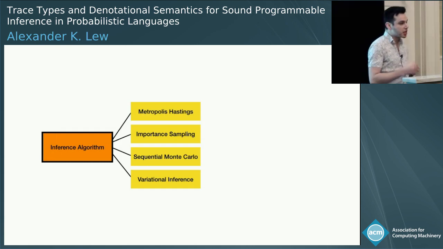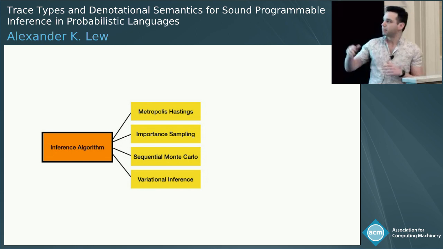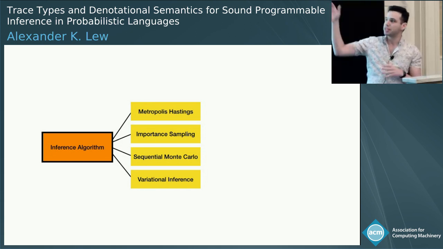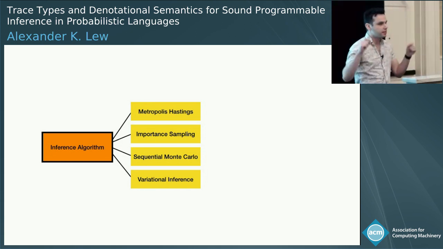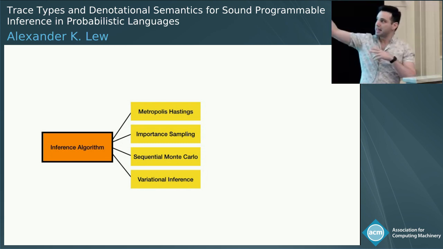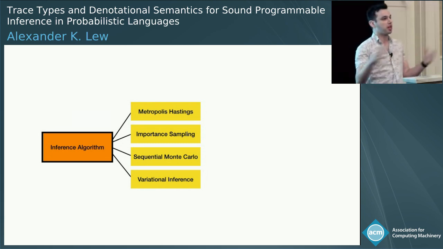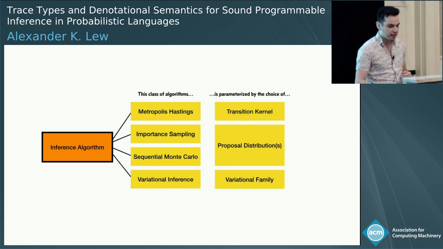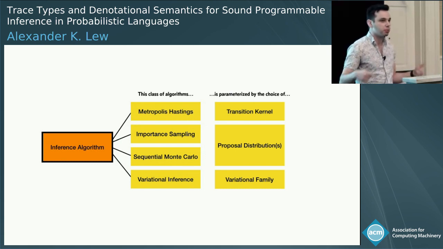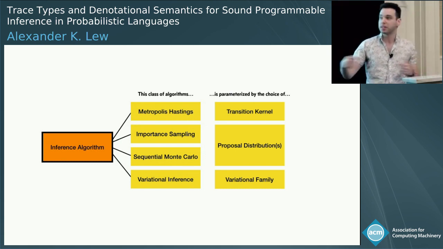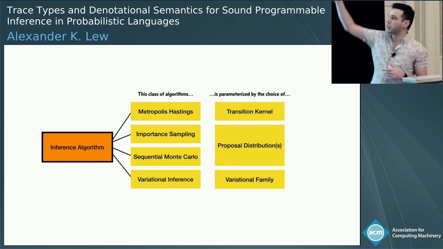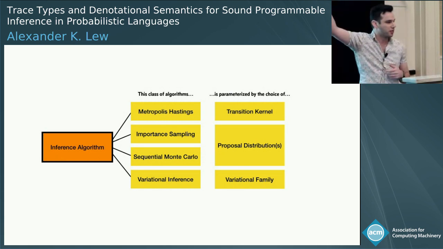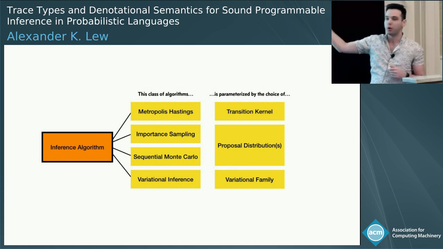If you look at the documentation for these languages, you'll see the inference algorithms that they use have names like Metropolis-Hastings and importance sampling. But these names don't describe algorithms, they describe broad classes of algorithms. There isn't one Metropolis-Hastings algorithm. There's a whole bunch of Metropolis-Hastings algorithms. Each of these classes of algorithms is parameterized by the choice of some auxiliary distribution, which we call different things depending on what algorithm we're in. So a transition kernel or a proposal distribution or a variational family.